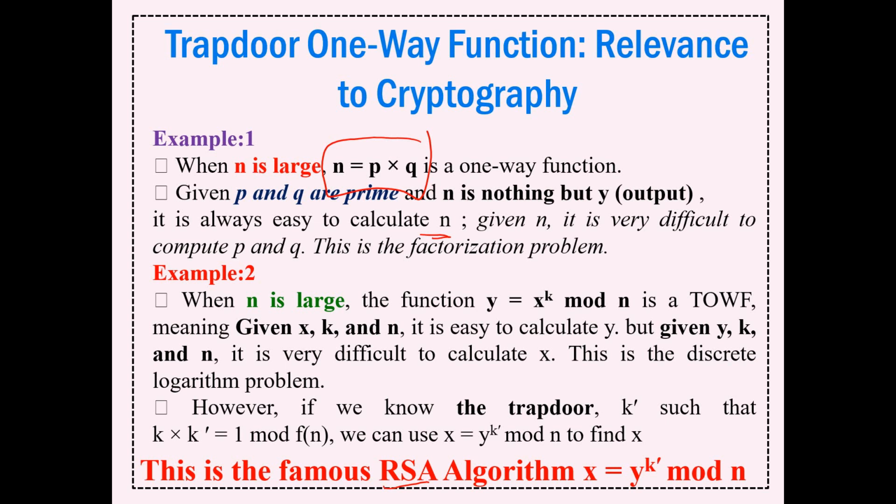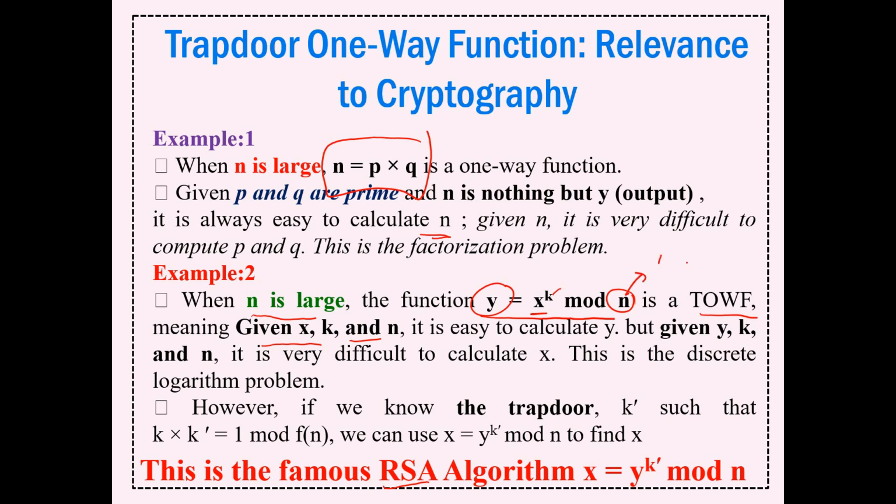In example 2, when n is very large, the function y equals x to the power k mod n is a trapdoor one-way function. TOWF stands for trapdoor one-way function. Meaning, given x, k and n, you can find y quite easily. Imagine a scenario where y is your ciphertext, x is your plaintext, k is your key, and mod n is the total number of sets.